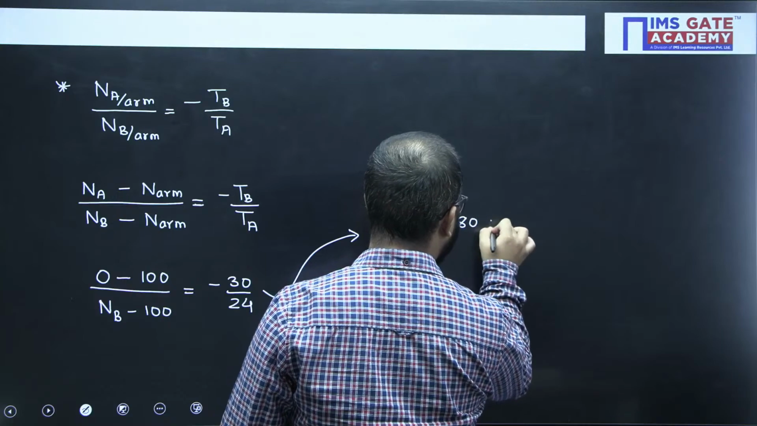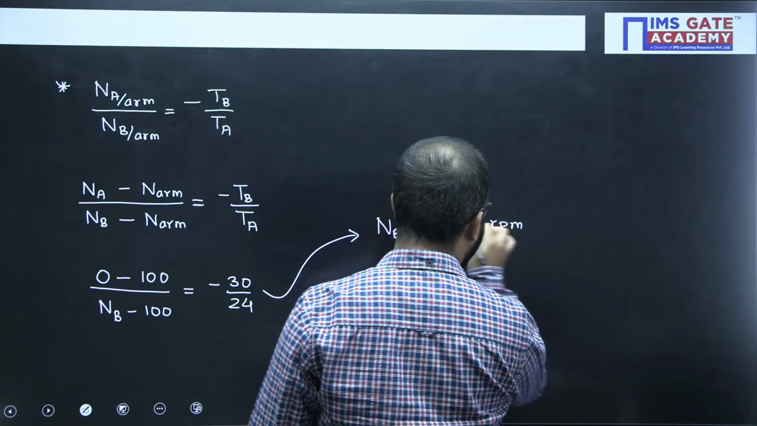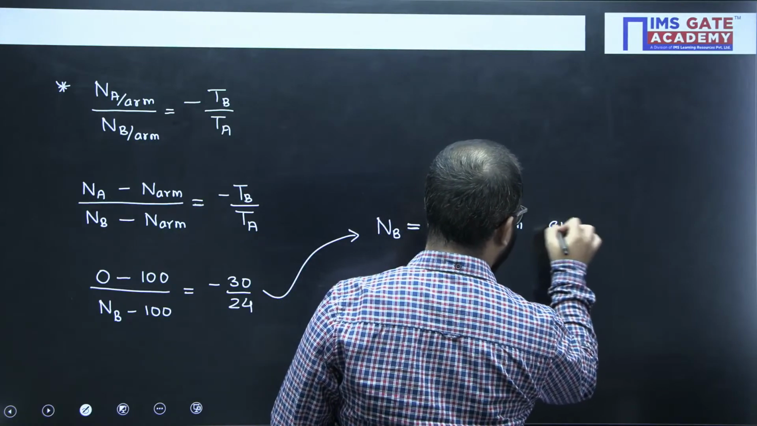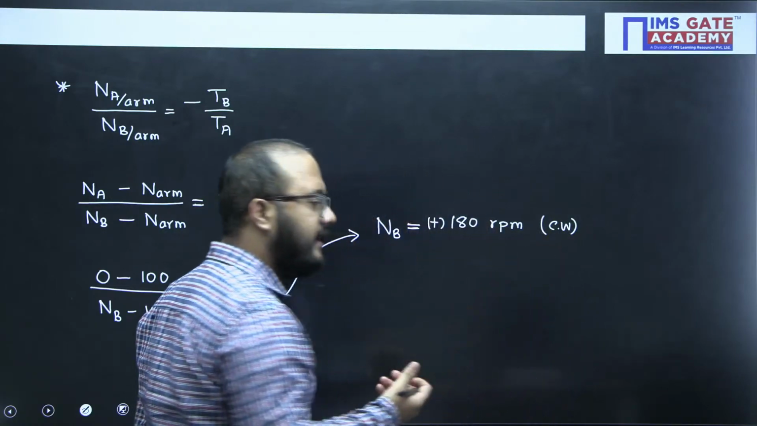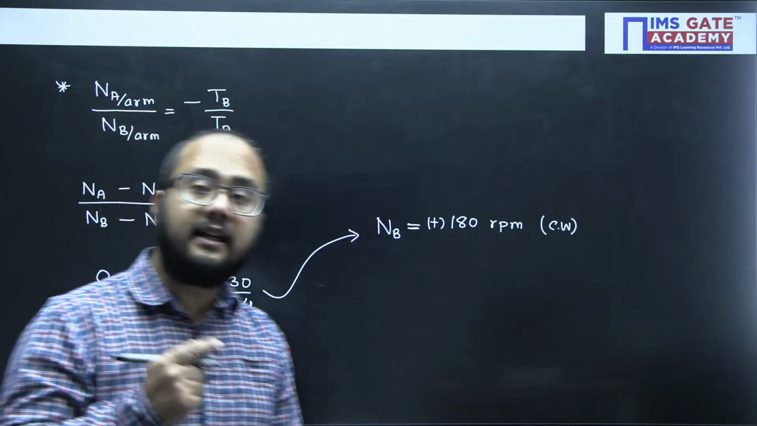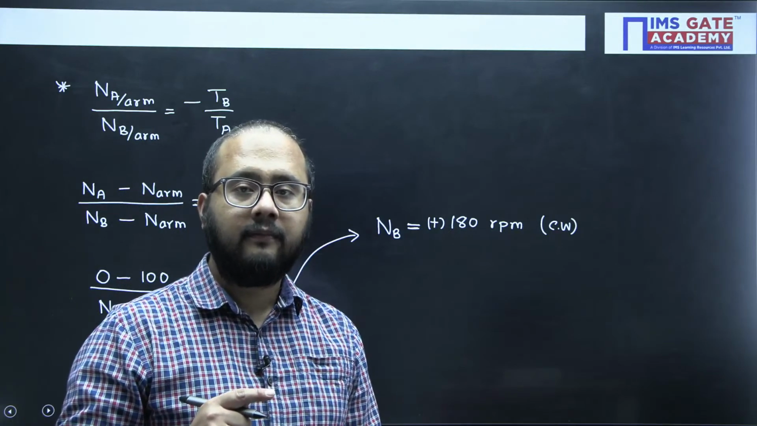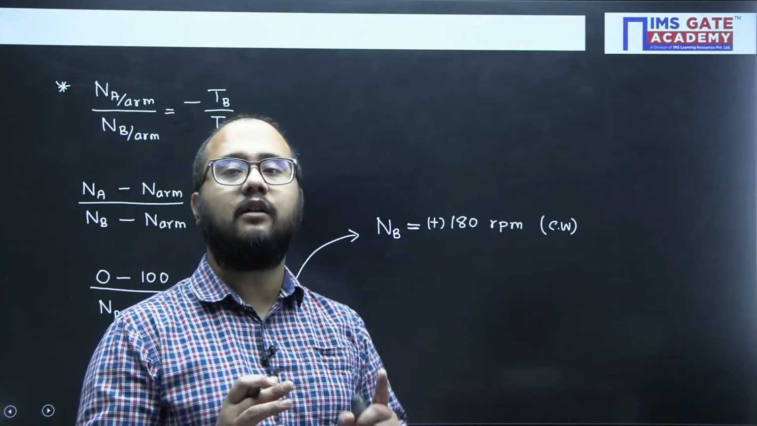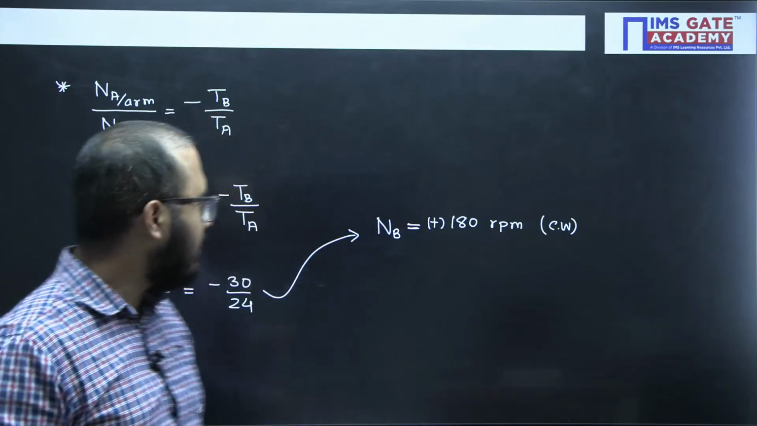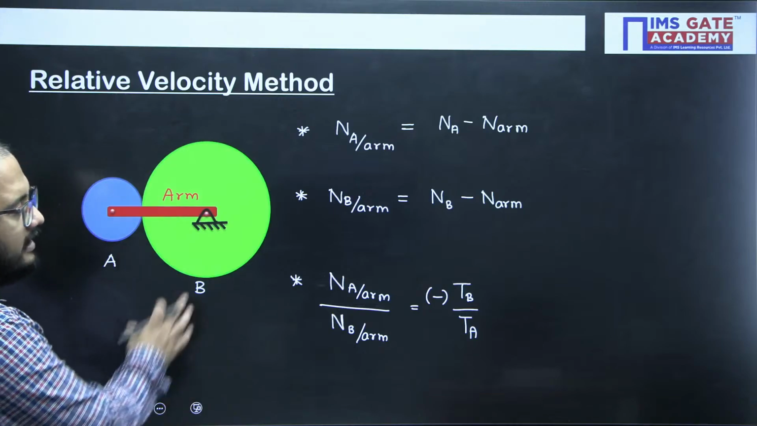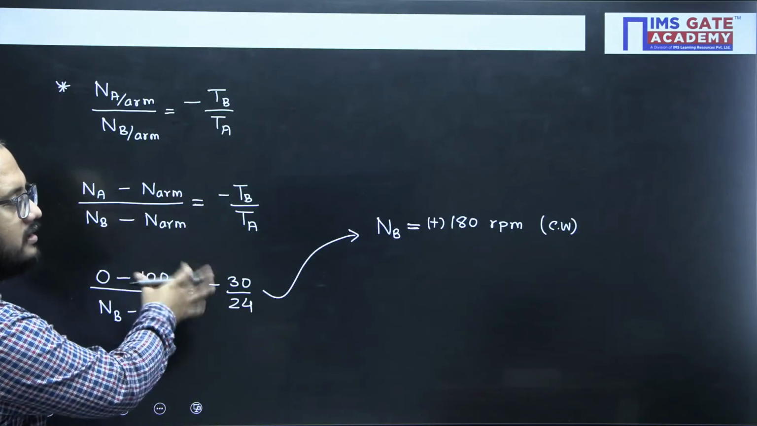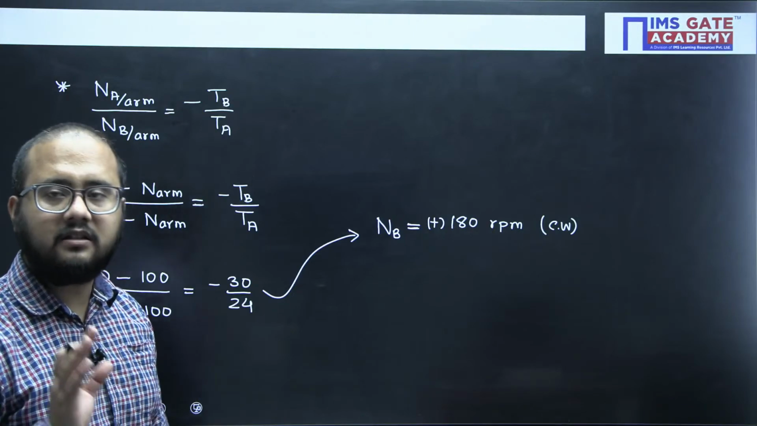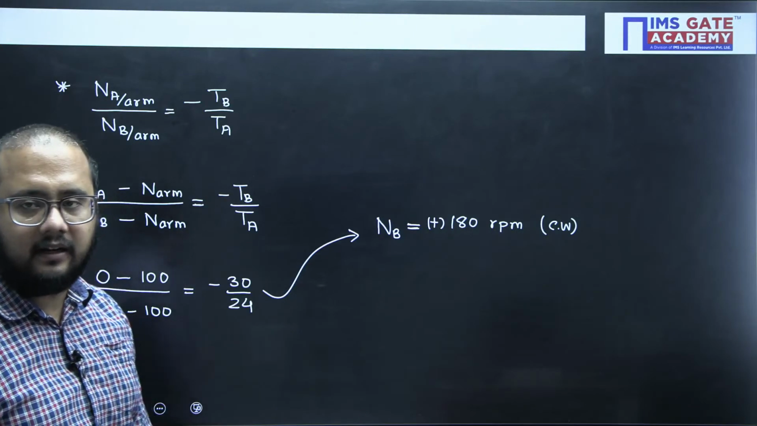Now, the answer you will be getting is positive. When the answer is positive, it automatically means clockwise, because clockwise we have assumed initially as positive. If the answer comes out negative, we will say anti-clockwise sense of rotation. So now you can see how easy it is to use this relative velocity method to calculate the answers, whatever they've asked regarding the epicyclic gear train.